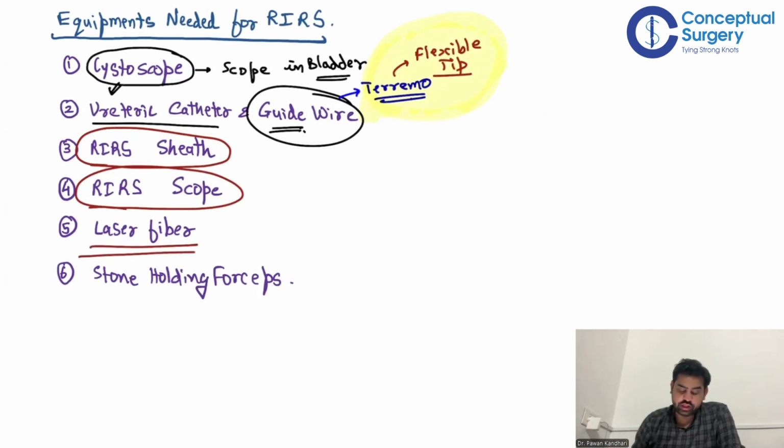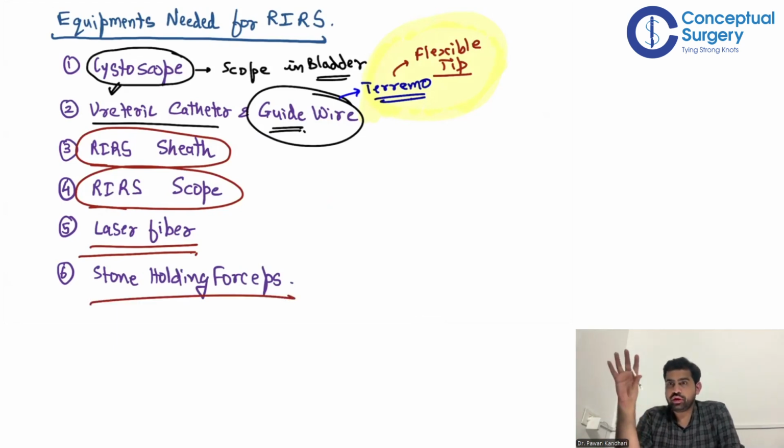Then we need a laser fiber, because once we reach the stone, we need to break the stone into smaller pieces, right? So how do we break the stone? We use a laser fiber. With the help of a laser, you can break the stone into smaller pieces. Then we need a stone holding forceps. Once the stone is broken down into smaller pieces, you can grab these stones and bring them out. You understand my point? So these are the equipments which are needed for RIRS.